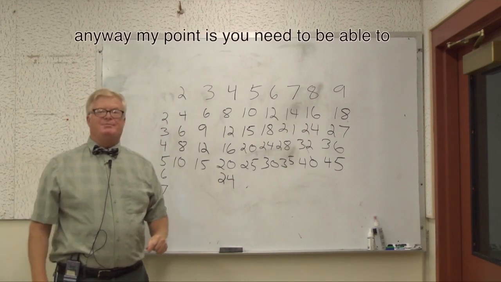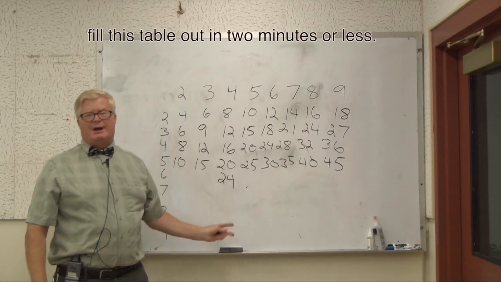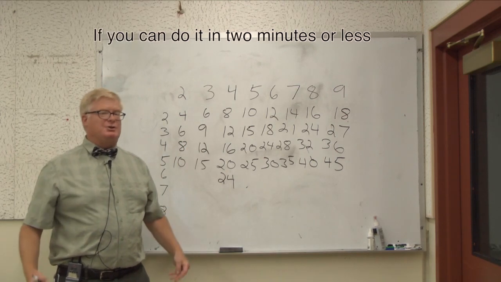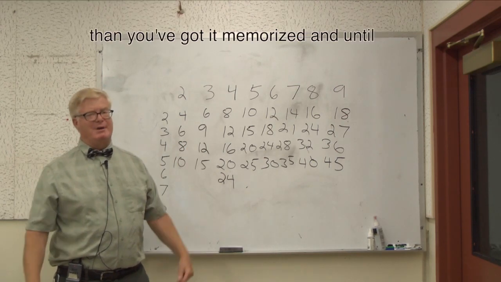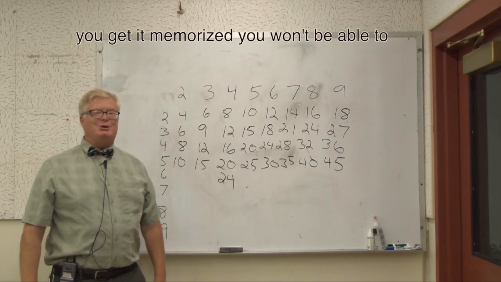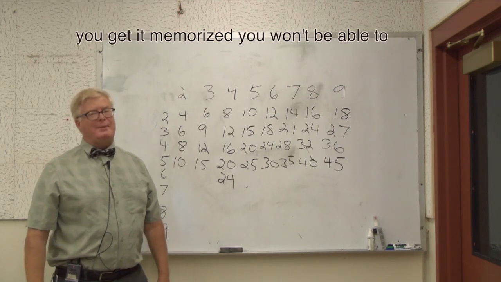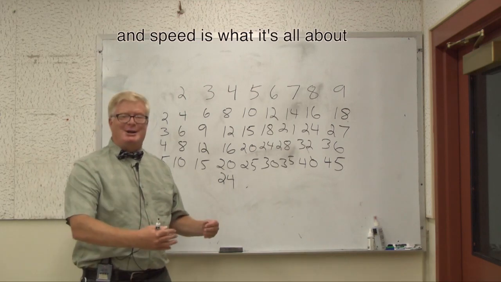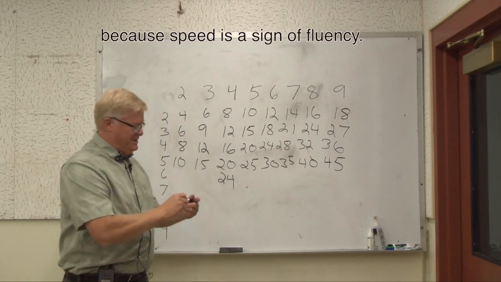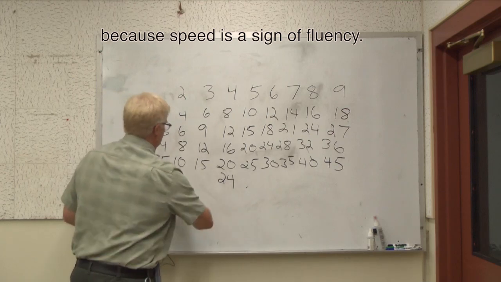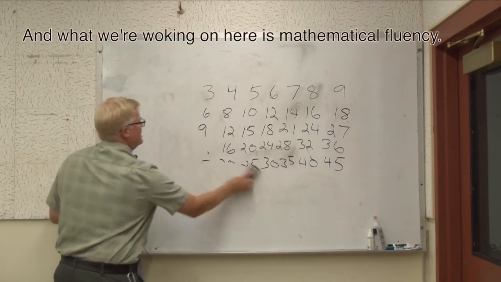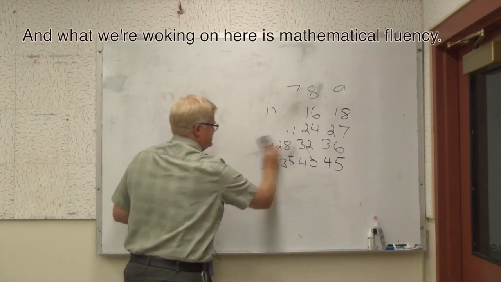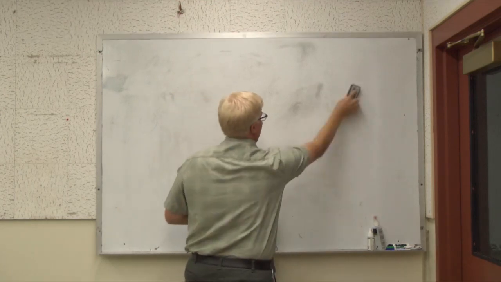Anyway, my point is, you need to be able to fill this table out in 2 minutes or less. If you can do it in 2 minutes or less, then you've got it memorized. And until you get it memorized, you won't be able to move on in math with any kind of speed. And speed is what it's all about, because speed is a sign of fluency. And what we're working on here is mathematical fluency.